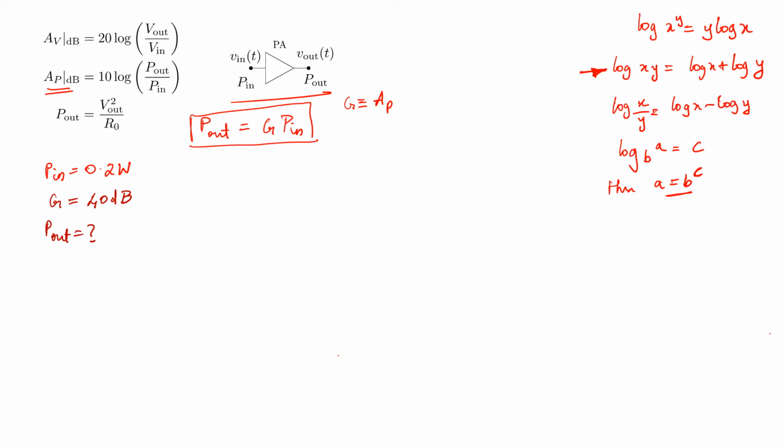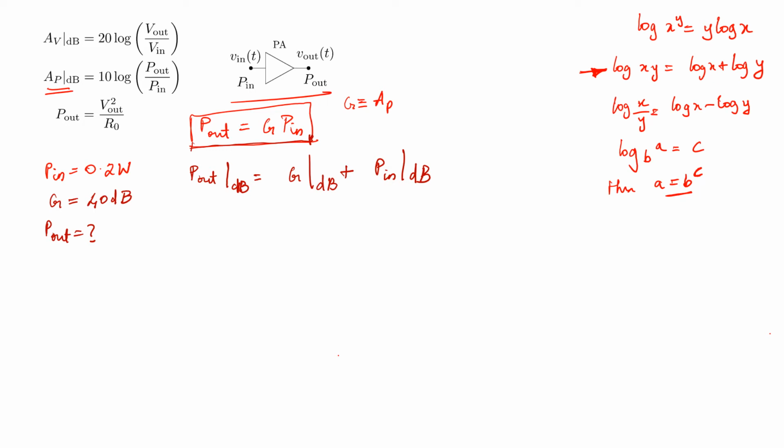Since this is a multiplication, if we were to do it in linear scale, it's going to be a multiplication. But the same thing in logarithmic scale is going to be P out in dB is the gain in dB plus the P in in dB. The product becomes a summation here.